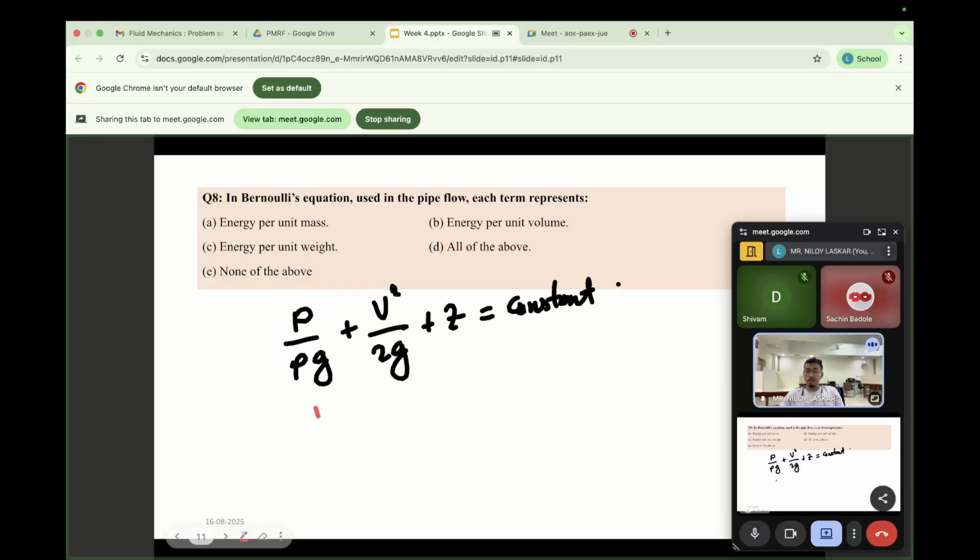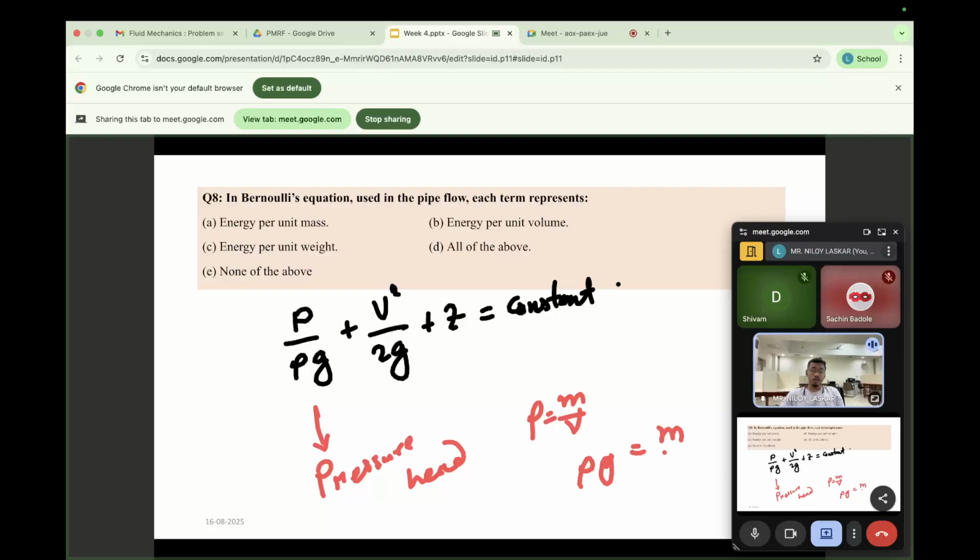This whole term is known as, say I represent these two, pressure head, right? In the numerator this is pressure and in the denominator this is rho g. What is rho? Rho means density, and density means mass by volume. So rho g basically means m by v into g. What is mg? Weight. So that's why this equation represents energy per unit weight.